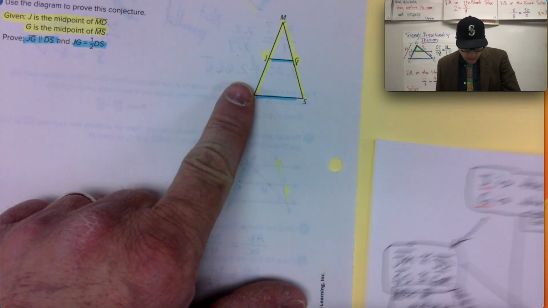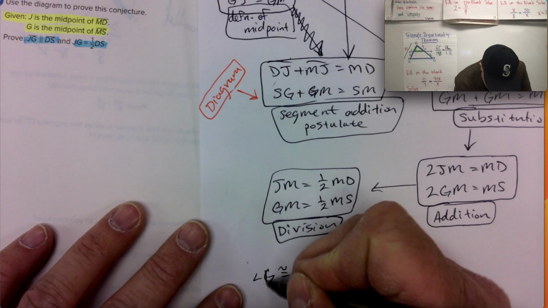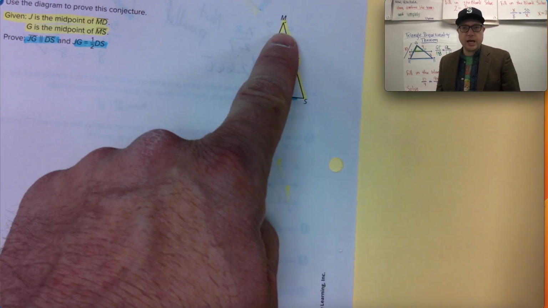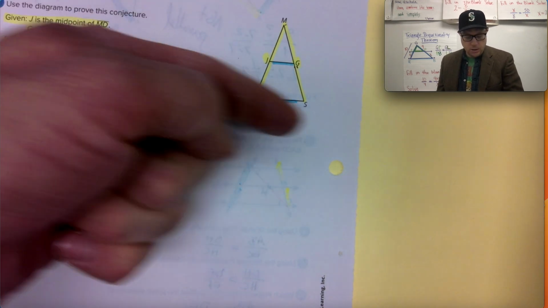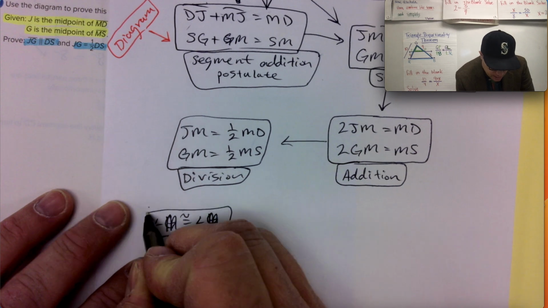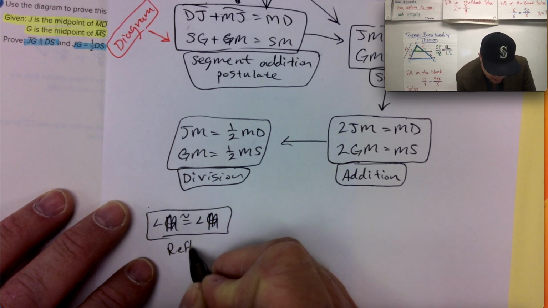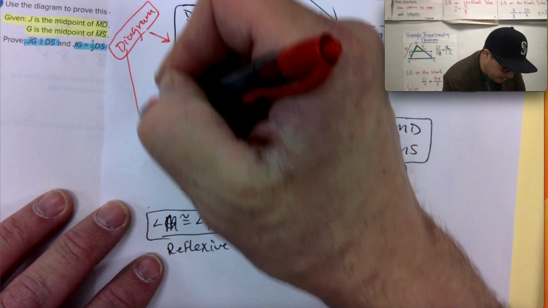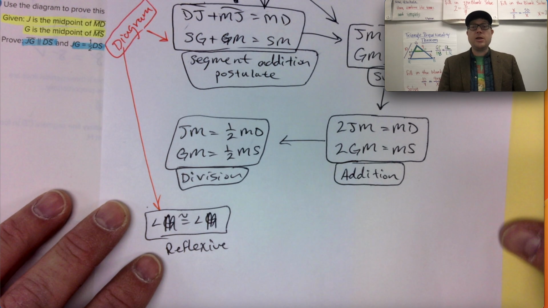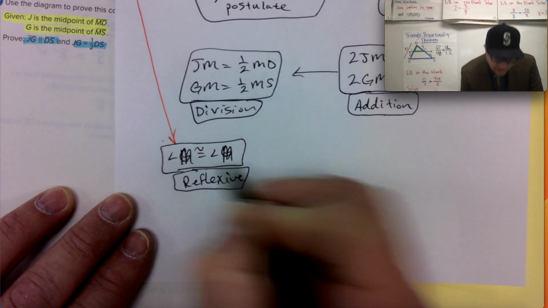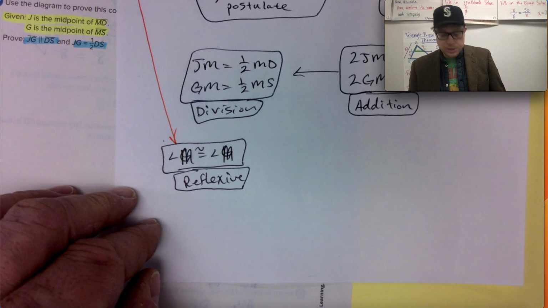Angle G. Angle M. I gotta read better. Angle M is congruent to angle M. The reason I had to check myself is that I'm looking for the angle M that's the same angle in both triangles. So angle M is congruent to angle M. That's the reflexive property. We have to say this one because the diagram is creating two triangles, and the diagram is creating the angle that is the same angle in both of those triangles.